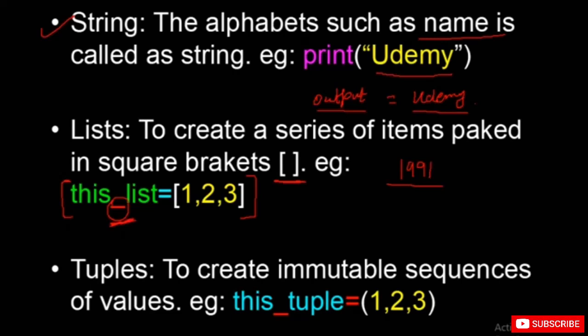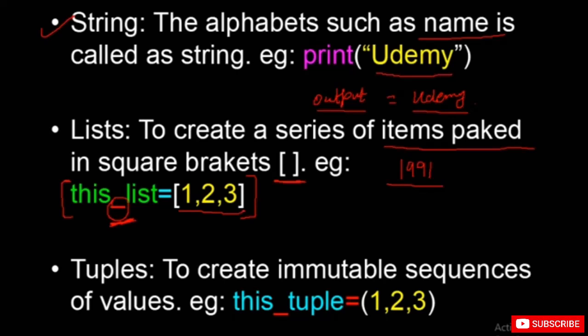Let's proceed. So 1, 2, 3. This is our list. You can have a list of items just like the set, but there is a slight difference. Obviously, you are packing up the items in a different way. Which way? We are going to see that. Just wait for a while.